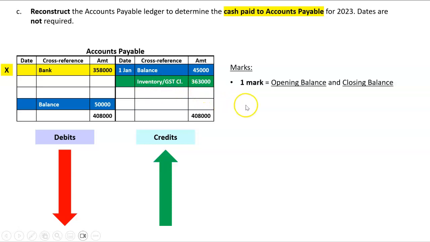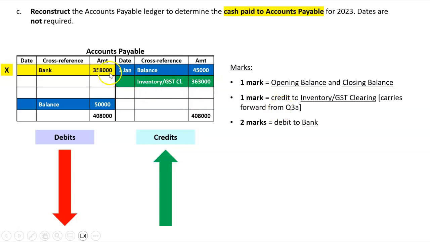So the marks for this, there are only 4. We've got 1 mark for the opening and closing balances, 1 mark for the credit here to inventory plus GST, and just noting that, well, that becomes a carry forward mark. So maybe in question 3A, you got an answer of 400,000. Well, as long as you write 440,000, because you add the GST, you'll get the mark here. And then that gives us 2 marks for our debit to bank. And that way you get carry forward marks. If you do get these bits wrong, all you've got to do is make sure your maths add up and you'll get your 2 marks here.